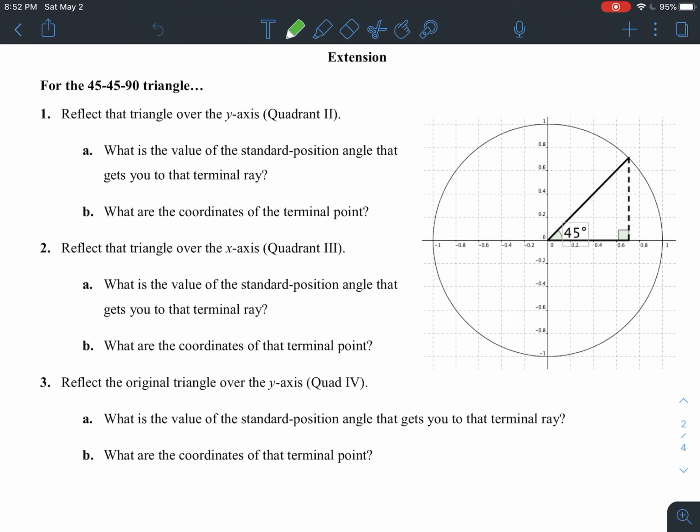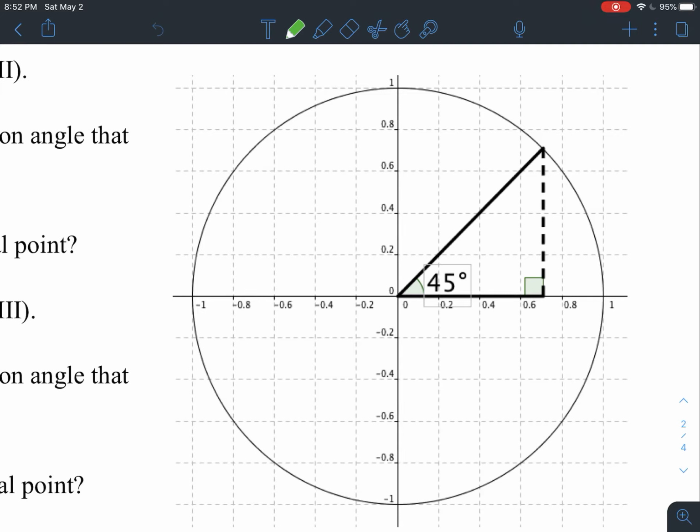So let's go ahead and get started with the extension, the first part, for a 45-45-90 triangle. What we looked at in a 45-45-90 triangle is that for this initial 45-degree angle, the coordinates we figured out were the square root of 2 over 2, comma, the square root of 2 over 2. That was the terminal point of that 45-degree angle.